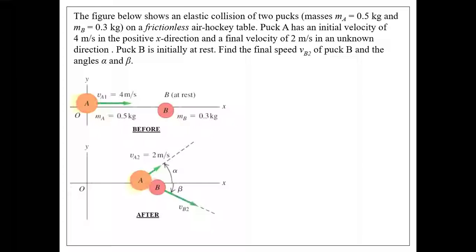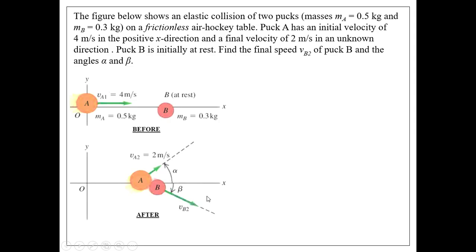All right, so here in this particular glancing collision problem, you're given an initial puck A moving to the right, puck B is initially at rest, and then after they collide, puck A is going to go in the northeast direction, while puck B goes in the southeast direction. And it wants you to find the final speed of puck B, and then the two angles alpha and beta, respectively, to the horizontal axis. All right, so let's do this one.